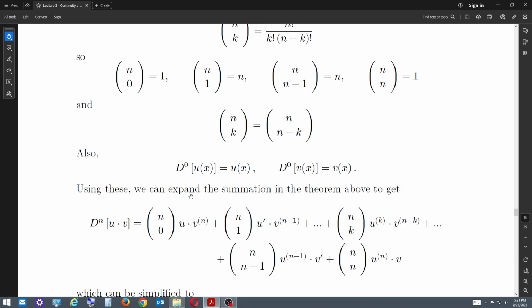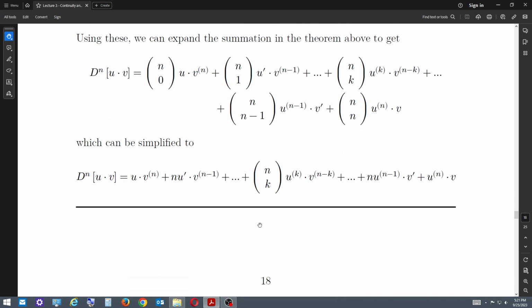Alright, using these things that I mentioned here, we can simplify Leibniz's formula. The first two and the last two terms, you can simplify those. This coefficient is 1, this coefficient is n. This is a general term, so we can ignore that for now. This coefficient here is n as well, and this last one is 1. Alright, so this here is your Leibniz's formula.